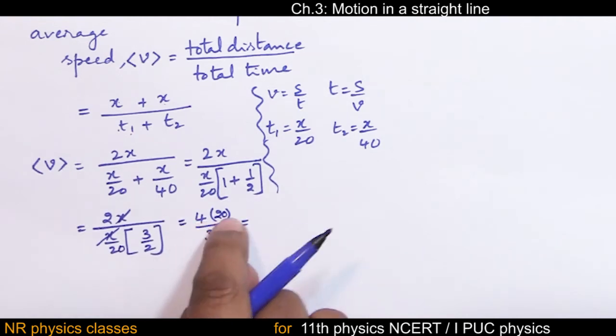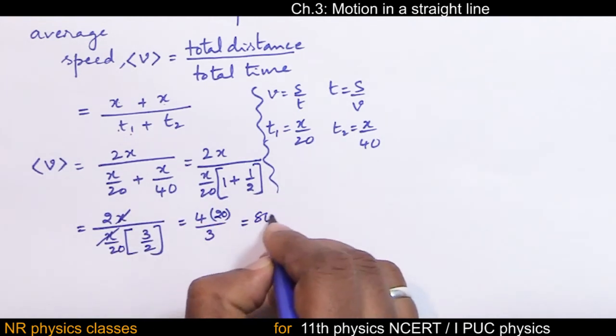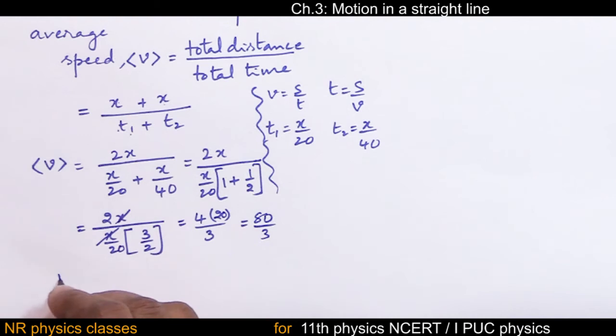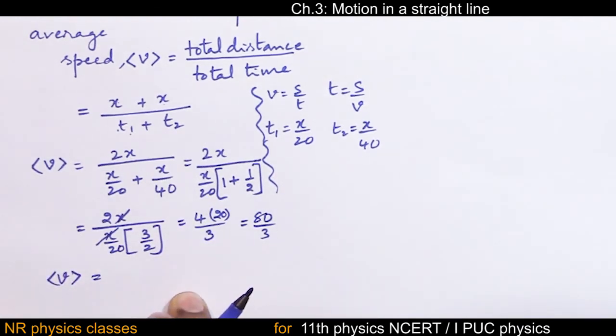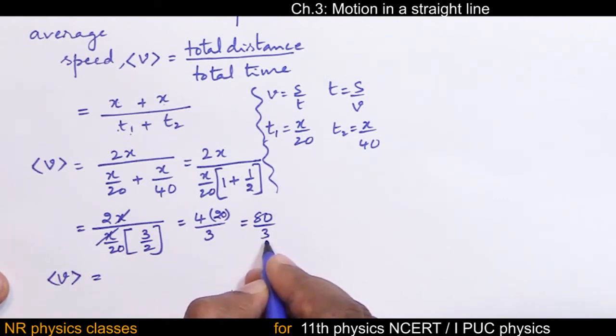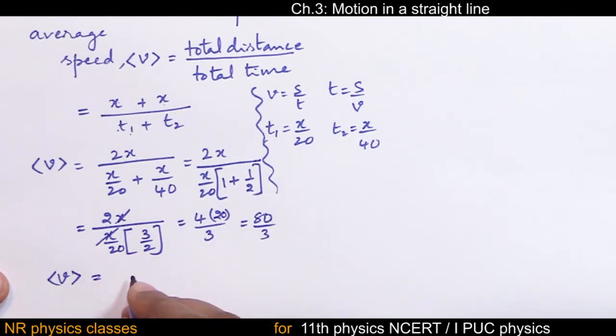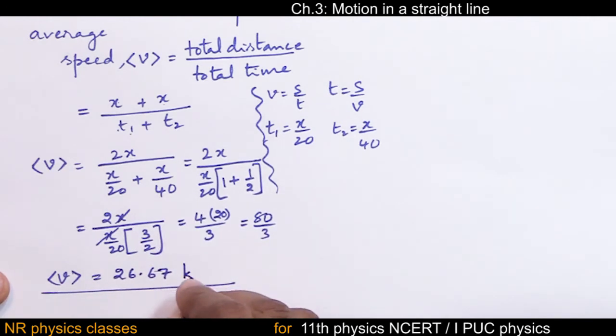20. So it is 80 by 3. Therefore, average speed is 80 by 3, which is 26.66, therefore 26.67 kilometer per hour. Unit is kilometer per hour.